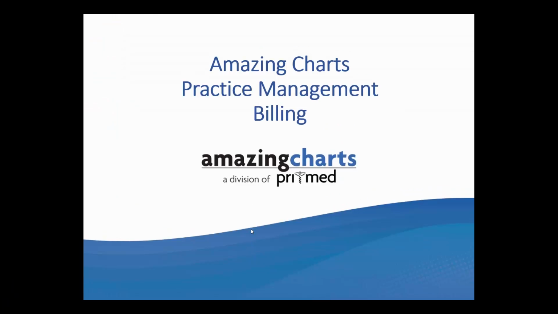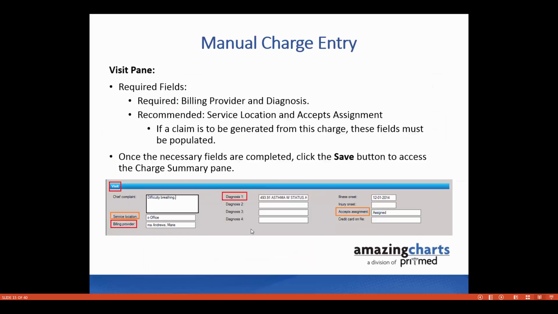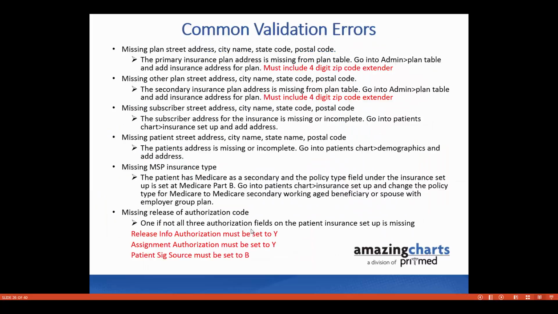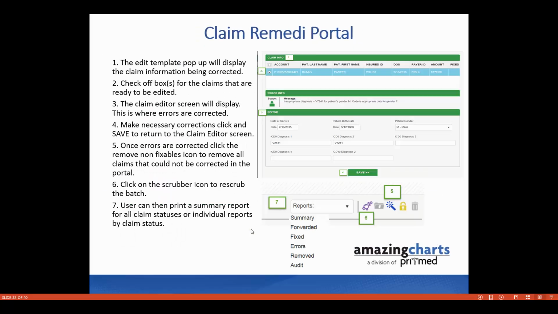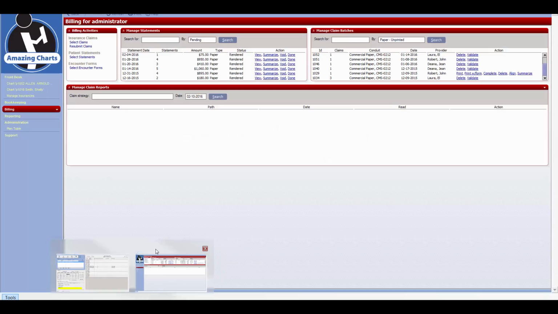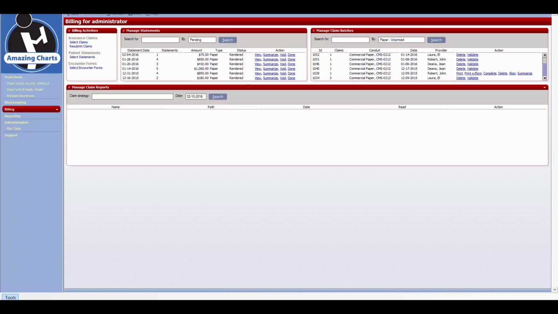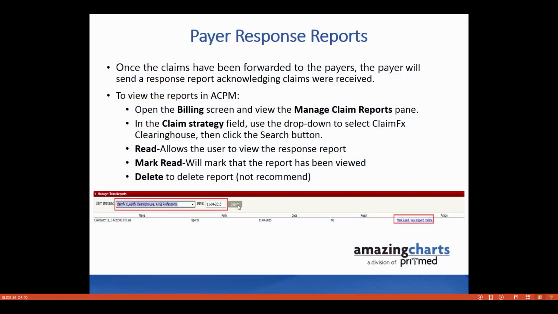So here's my PowerPoint. I'm just going to go down a bit. So here we are. So here is where you will see the payer response reports. In ACPM, it's under billing as well, managed claim reports. So you'll want to go in there on a normal basis and you will want to hit search.